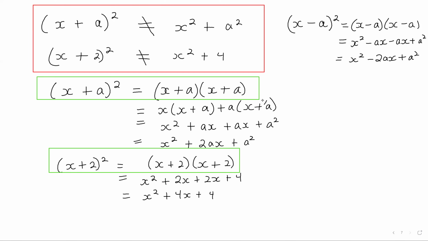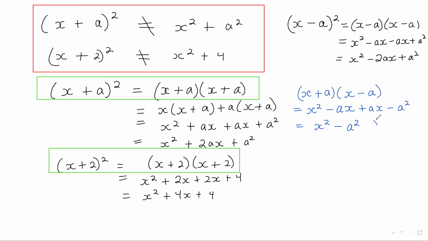And then there's also one that is going to come up soon, and it's something that you have to learn how to recognize. Let's say we have x plus a times x minus a. This is going to give me x times x, which is x squared, x times minus a is minus ax, a times x is ax, and then a times minus a is minus a squared. So minus ax plus ax will be 0 because this is minus 1 plus 1. So it'll just be x squared minus a squared, right?